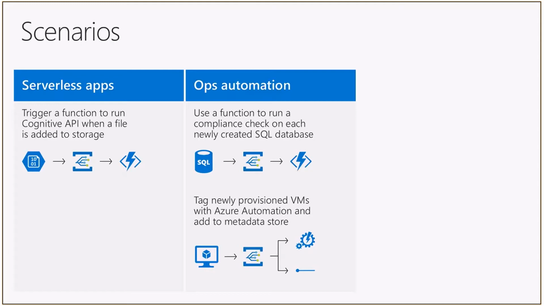Currently, there's no really smooth, easy way to do this, but with Event Grid, you can now put an event subscription on your resource group, and every time a VM is spun up in your resource group, you can send that event to Azure Automation or Functions and go programmatically tag your VM, as well as put data about that VM into whatever metadata store you have.